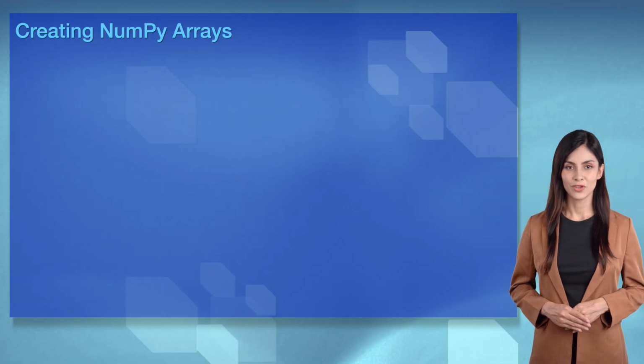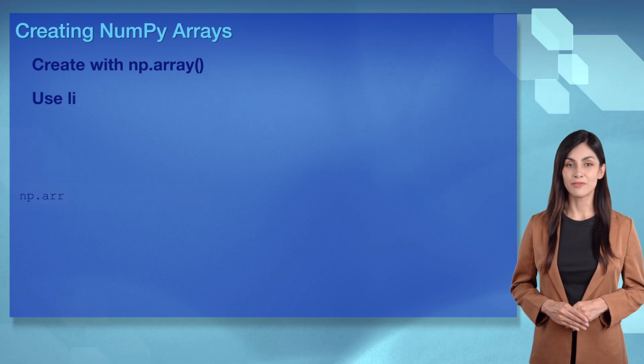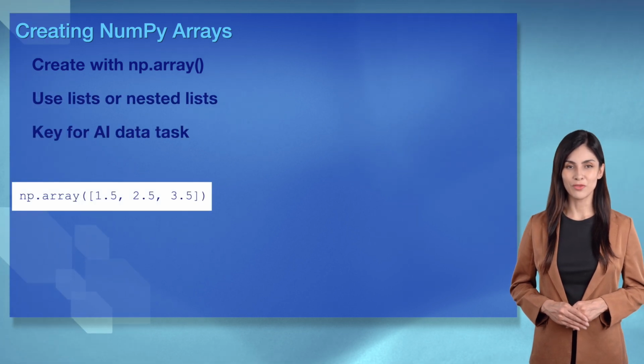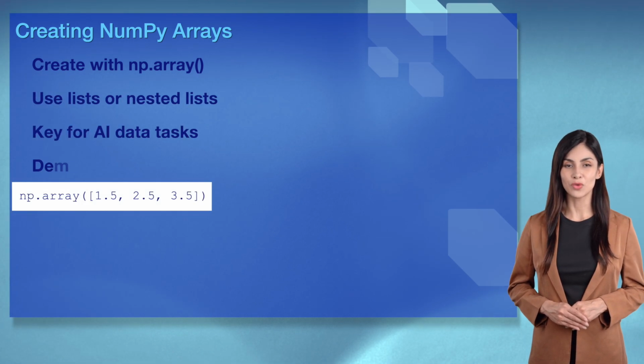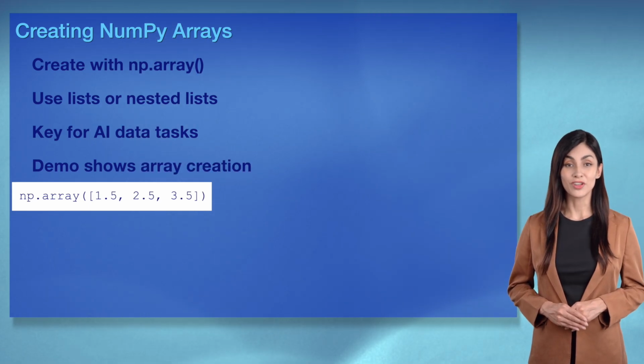Wizards, NumPy arrays are the heart of AI data processing. Create them with np.array([0.5, 2.5, 3.5]) for lists or np.array([[1, 2], [3, 4]]) for matrices. We'll use arrays in our demos to scale AI features.